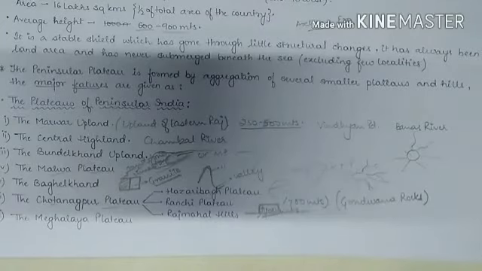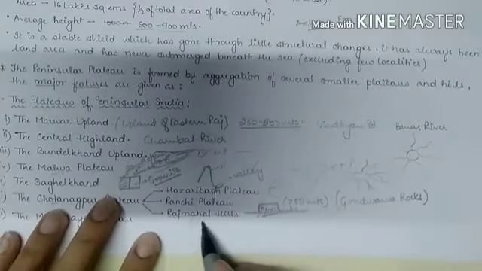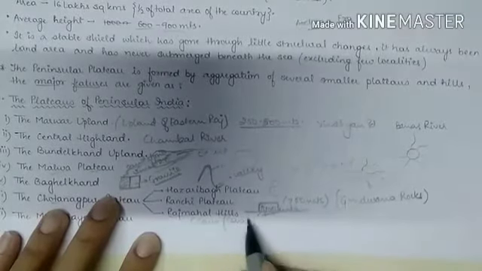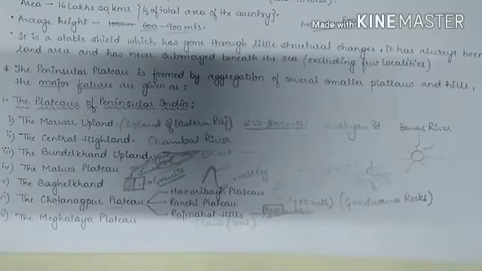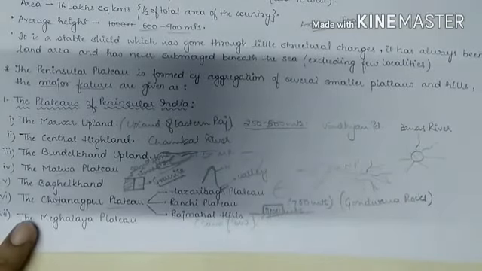Then we have Rajmahal Hills. Rajmahal Hills form the northeastern edge of the Chota Nagpur Plateau. They are mostly made up of basalt, and they are covered by lava flows. Their average elevation is about 400 meters, with the highest mount having a height of 567 meters. So this was about the Chota Nagpur Plateau.